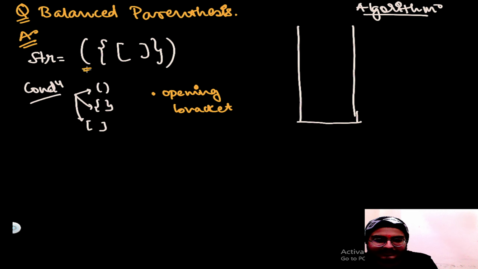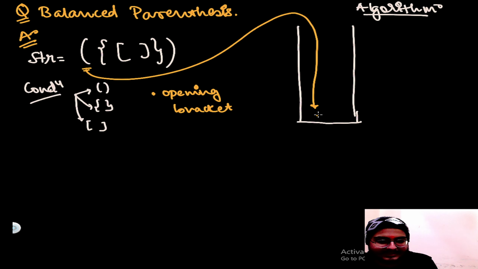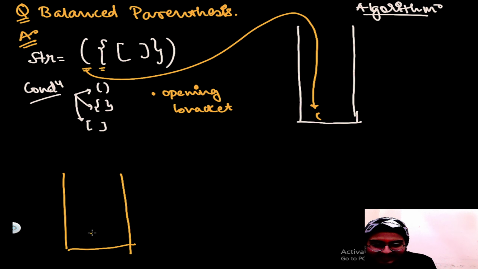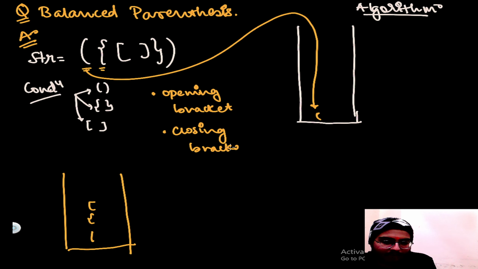Example, here we saw this, you just push that thing into the stack. Now this is also an opening bracket, so the stack would become like this. This is an opening bracket, this is an opening bracket, an opening bracket. Now whenever you see a closing bracket, you just pop it.